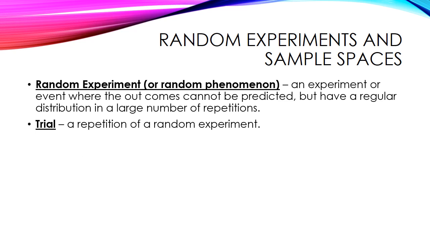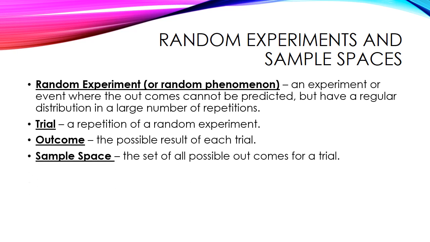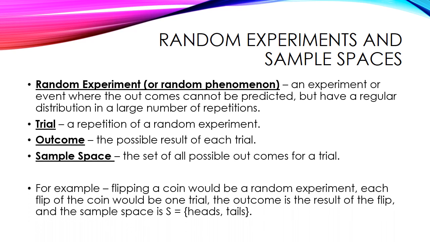A trial is a repetition of a random event or random experiment. So for example, again, flipping the coin, every time you flip a coin, that would be a trial. The outcome is the possible result of each trial. So flipping a coin would be heads or tails. And the sample space is the set of all possible outcomes for a trial. So again, for a coin, that would be heads, tails.